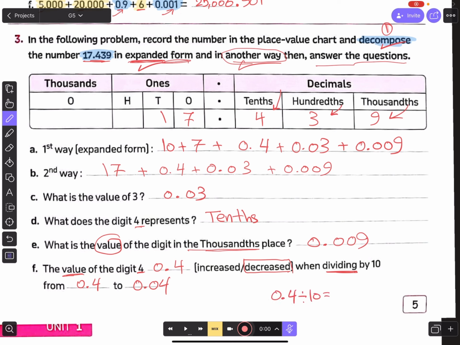So the answer will be, I will move the decimal point 1 digit to the left. The decimal point will be here. It will be 0.04. So it moved from tenths to hundredths.